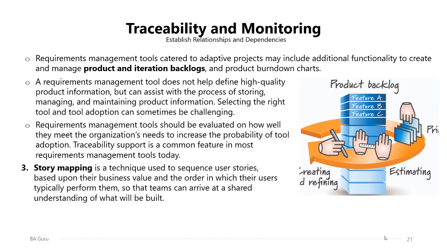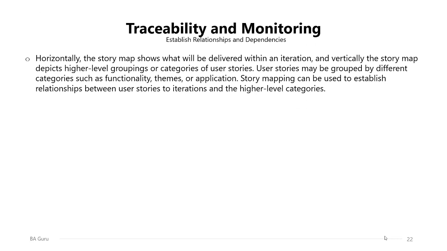The third technique will be story mapping, which we covered earlier. It's a technique used in an agile environment, and this technique is used to sequence user stories based upon their business value and the order in which their users typically perform them, so that teams can arrive at a shared understanding of what will be built.